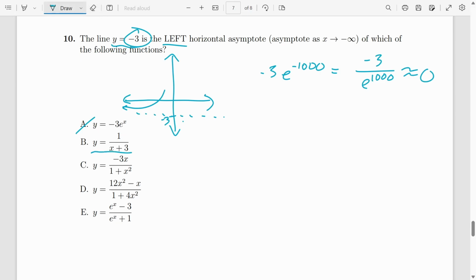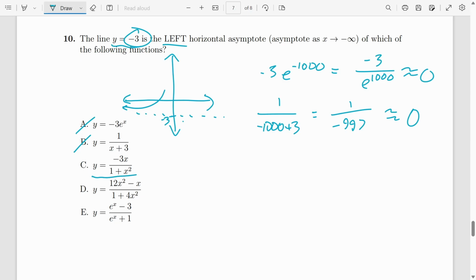So let's try B. 1 over negative 1,000 plus 3. That is 1 over negative 997, which is also not really close to negative 3. That's pretty close to 0. So we know that one isn't true either.